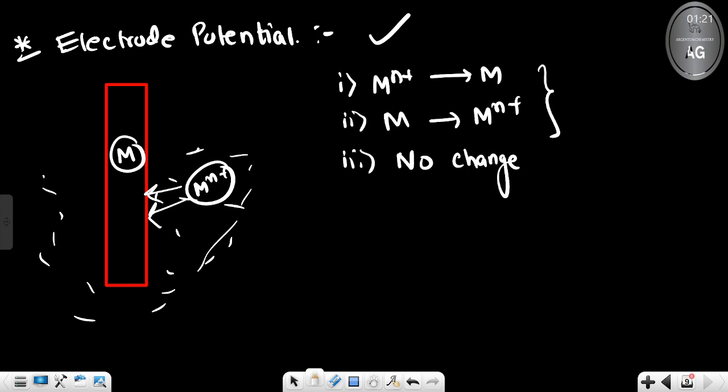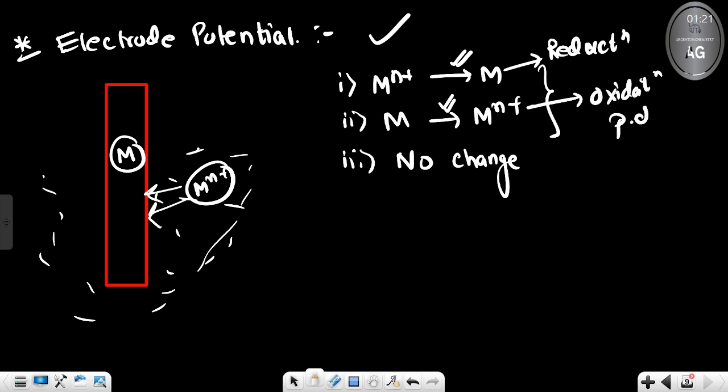These two are very well known to you, because the moment M^n+ becomes M, it gains some electrons. So this is going to develop my reduction potential. And M becoming M^n+ is going to give my oxidation potential. Correct? So from here I will get the oxidation potential, and here I will get the reduction potential. I am writing oxidation potential only because I cannot write the full term now. But what about the third case? What is happening? There is no change.